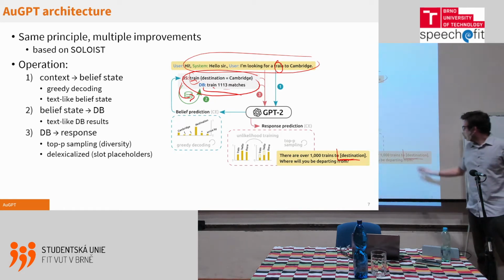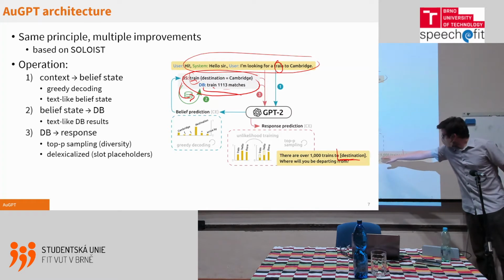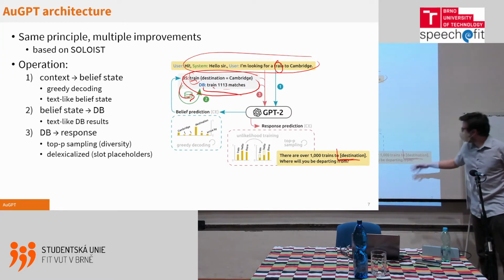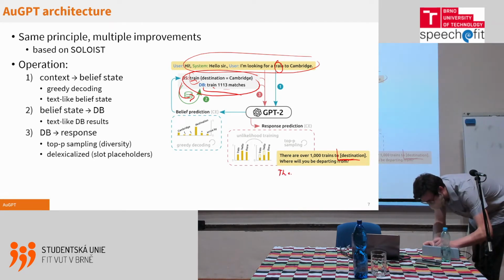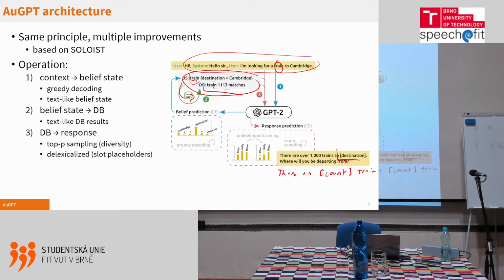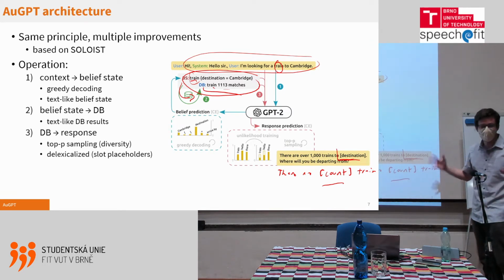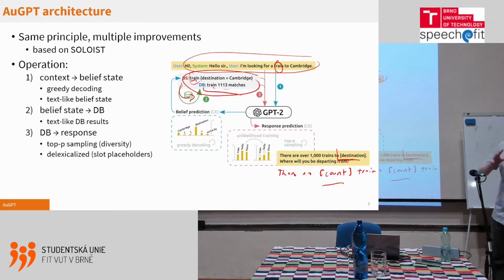Yes. And in here it says there are over 1,000 trains, and this is a special case. If it was just 2 trains, then we would say there are count trains, so you would have a placeholder. But the GPT-2 itself is basically just trained with everything. Yes, exactly, it's trained with everything. There is no real tweaking of the vocabulary of the model. It's still thinking that it's working with language.